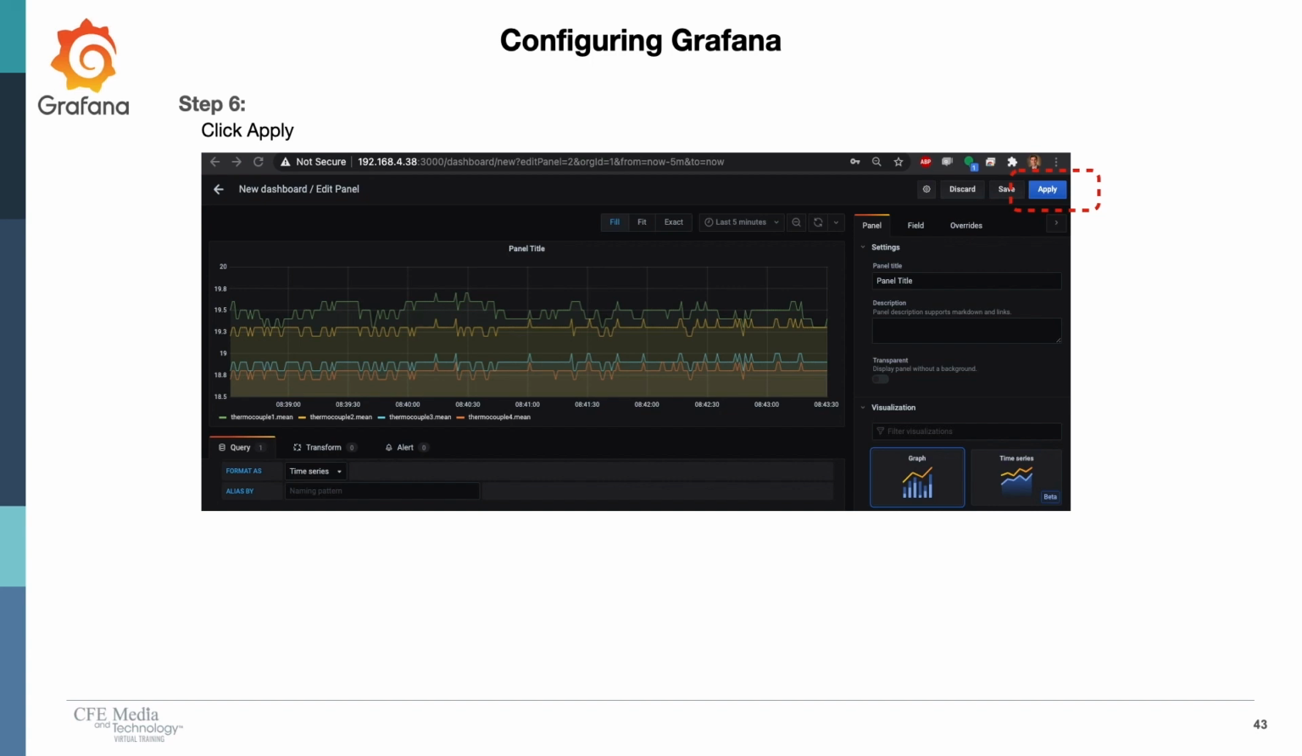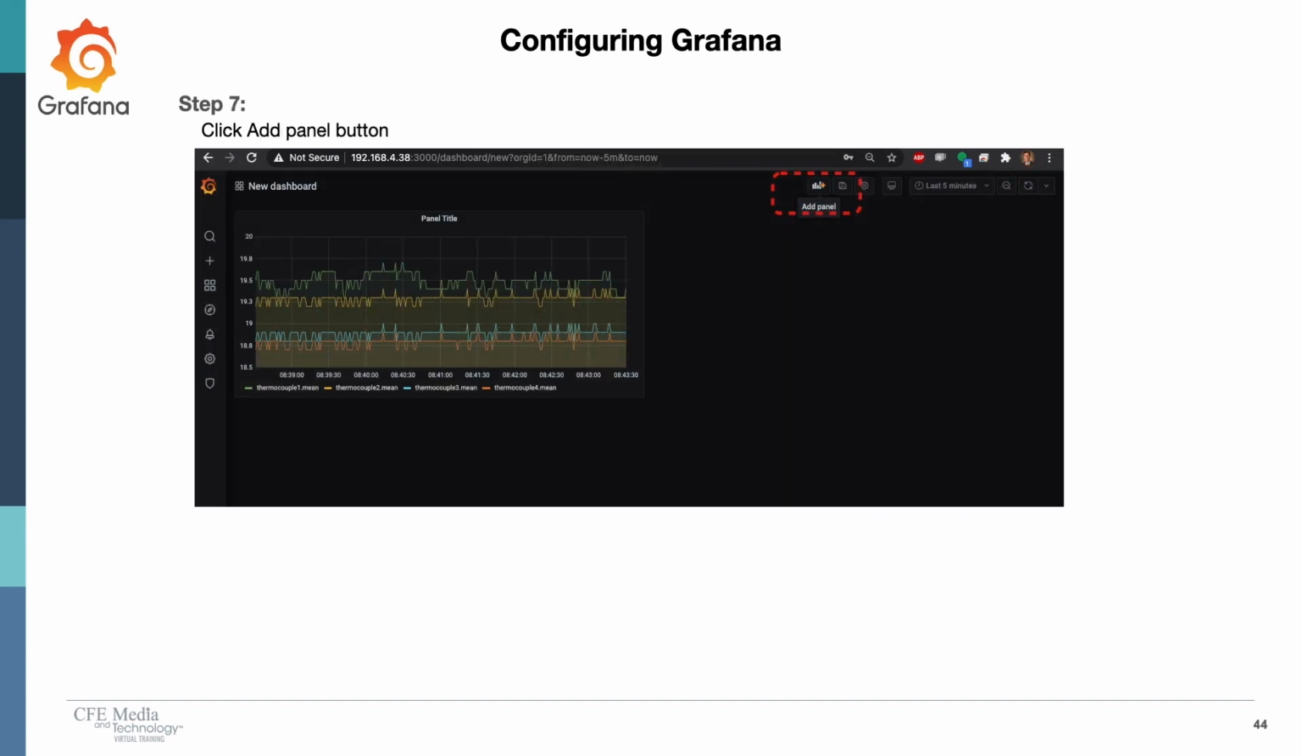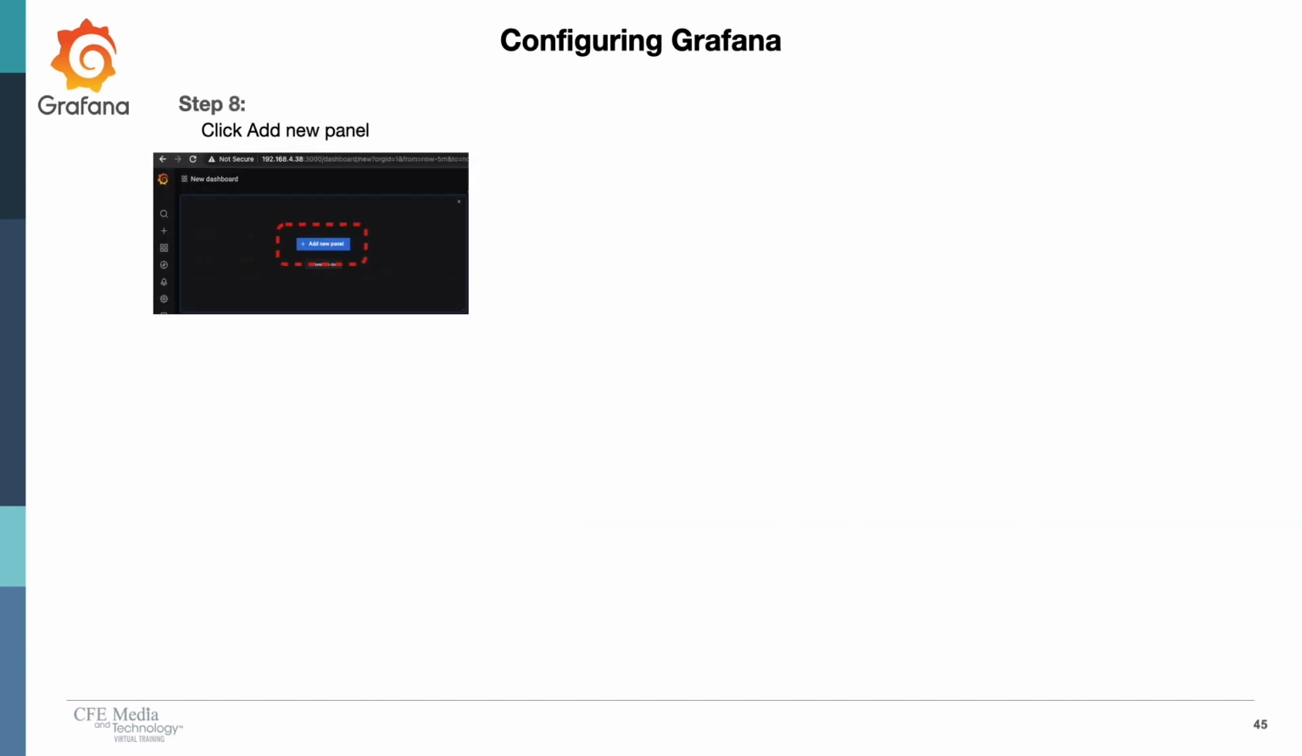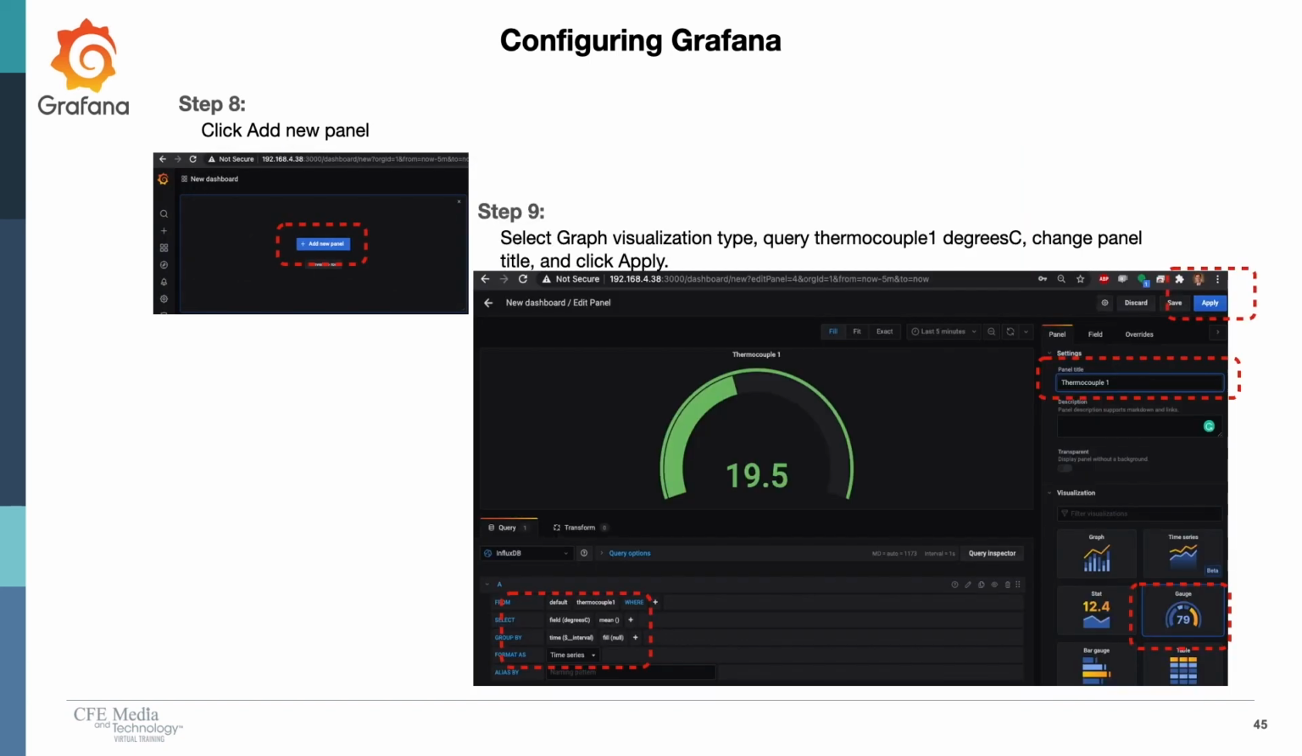You can click apply, and then you can click the add new panel button. And with this panel, we're going to change the visualization type to a gauge. And in a similar way, we're going to select the thermocouple 1's degree C field. And now it will display a gauge to show us the current value of that field that's coming in.